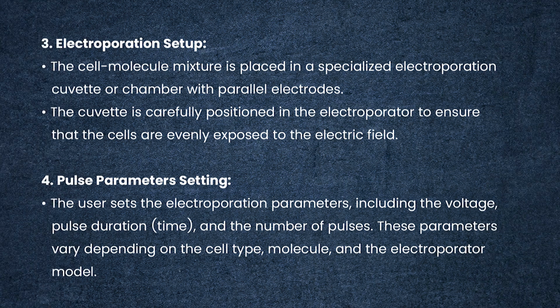For electroporation setup, the cell molecule mixture is placed in a specialized electroporation cuvette or chamber with parallel electrodes. The cuvette is carefully positioned in the electroporator to ensure the cells are evenly exposed to the electric field. So, how do you set the pulse parameters? The user sets the electroporation parameters, including the voltage, pulse duration or time, and the number of pulses. These parameters vary depending on the cell type, molecule and the electroporator model.